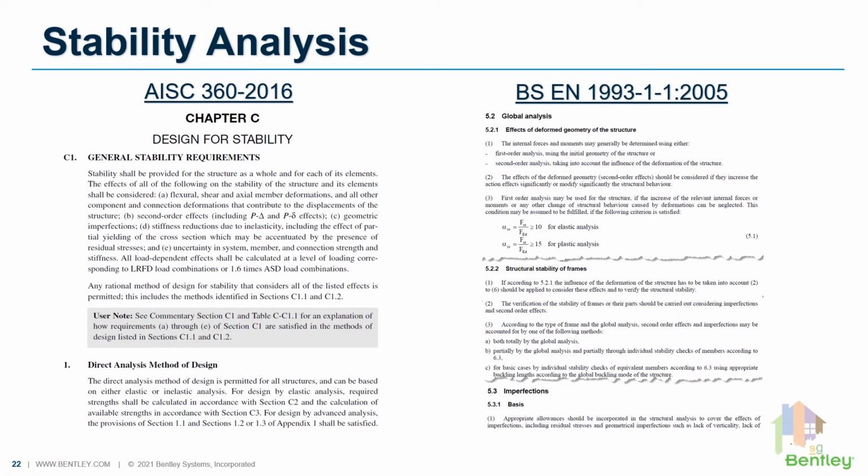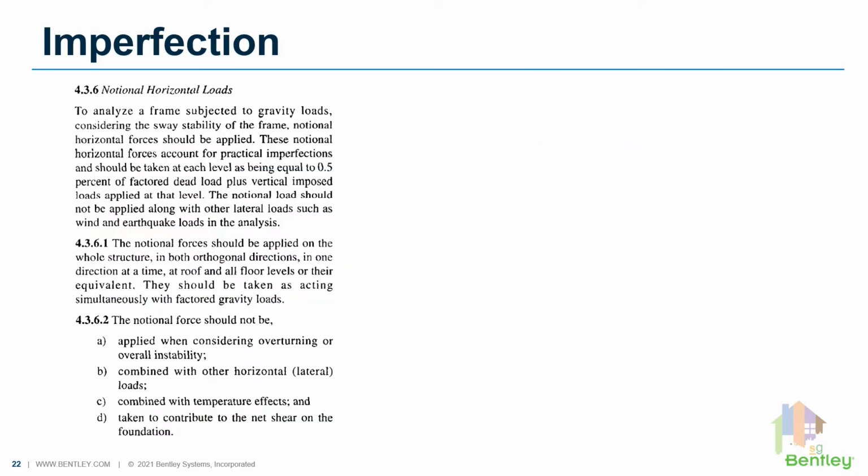Stability analysis is not discussed properly in the IS800 code. If you check any other code like the direct analysis method in AISC or stability analysis in the EC3 code, it covers all conditions including the stiffness reduction, local and geometric imperfection. In IS800 under clause 4.3.6, how to consider imperfection in the model is mentioned.